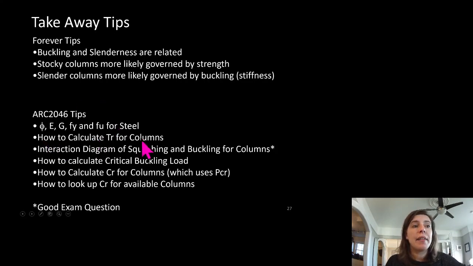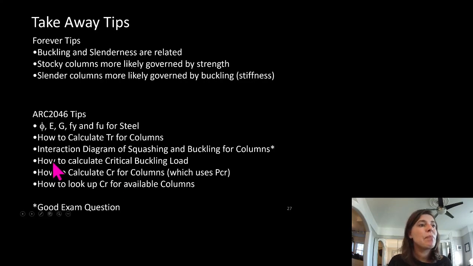You should know how to calculate TR for columns or braces, anything with tensile load on it. You should understand what the interaction diagram of squashing and buckling for columns look like. It is a very good exam question. You know how I like pretty diagrams. So that makes a very, very good question. Maybe, I don't know, label: what is the squashing load line? What is the critical buckling load line? What is the compressive resistance line?